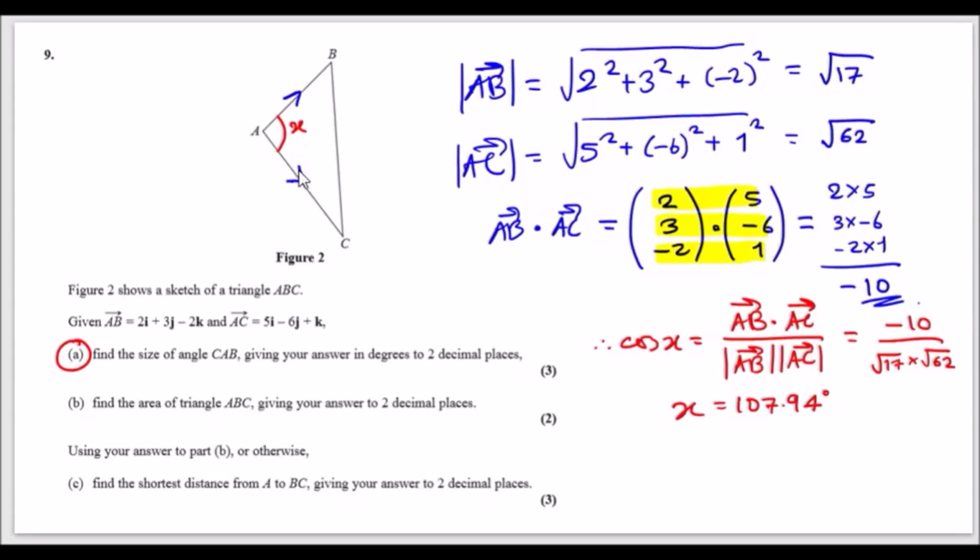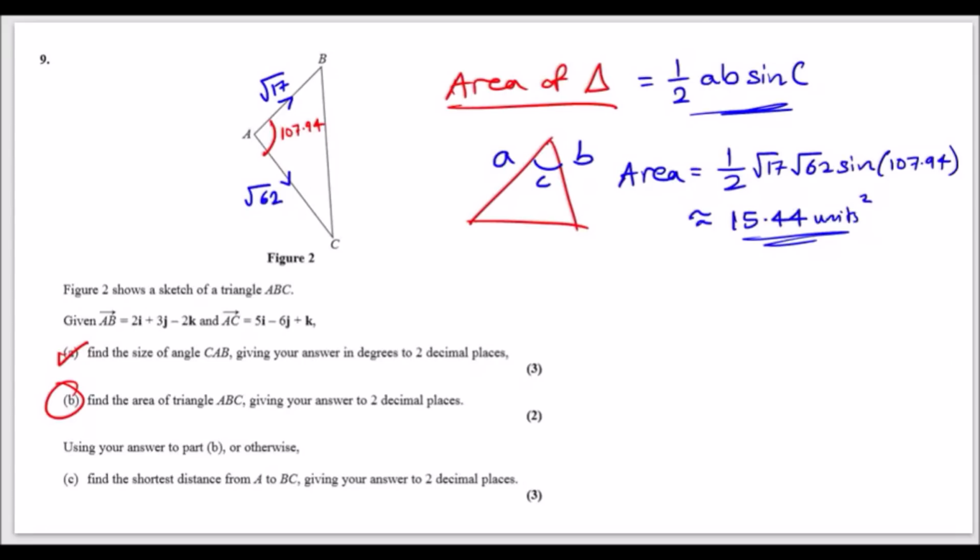Always label what you're doing and it helps. Now let's move on to part B. Okay, so what do we have here? Now find the area of triangle ABC. Oh god, easy. Because now I just updated the diagram from the previous question.